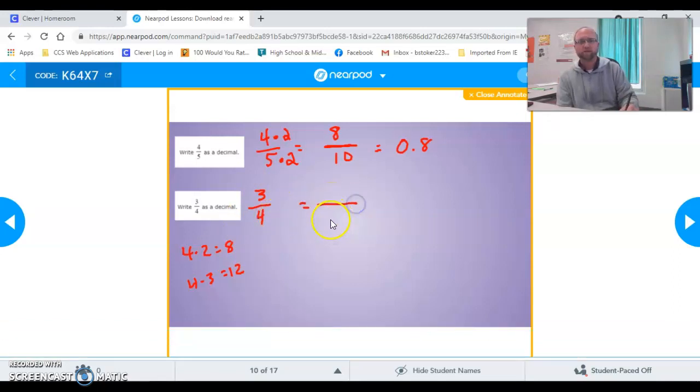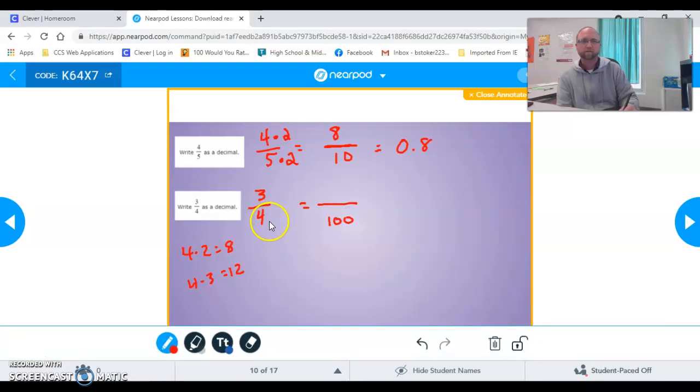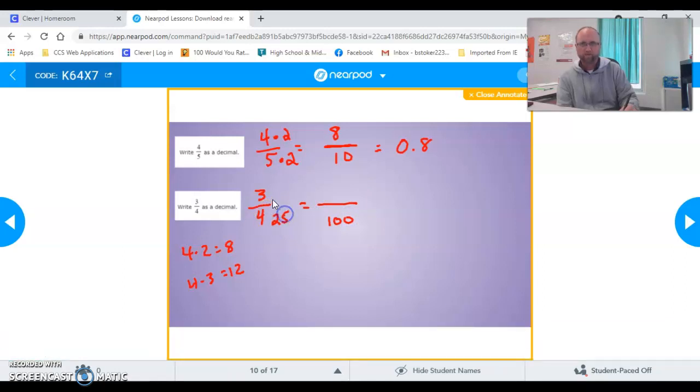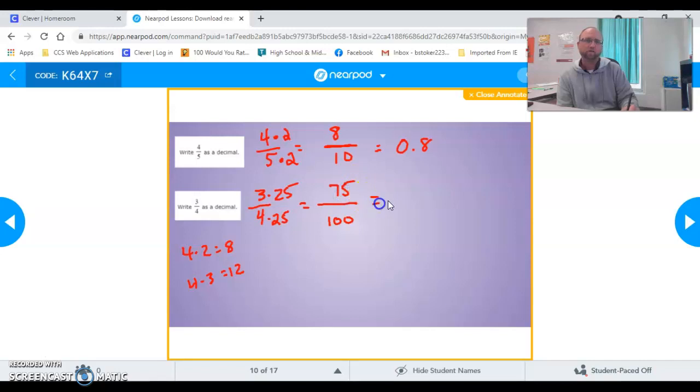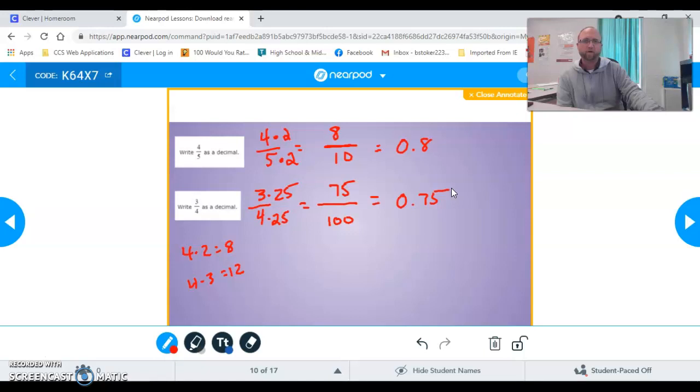is I could multiply something by 4 to get 100, and that would be 25, okay? Quarters of a dollar kind of thing, right? And then 3 times 25 is 75 over 100, and that would be written like this, 0.75, okay? So go ahead and pause, and then you can answer the next slide on your own.